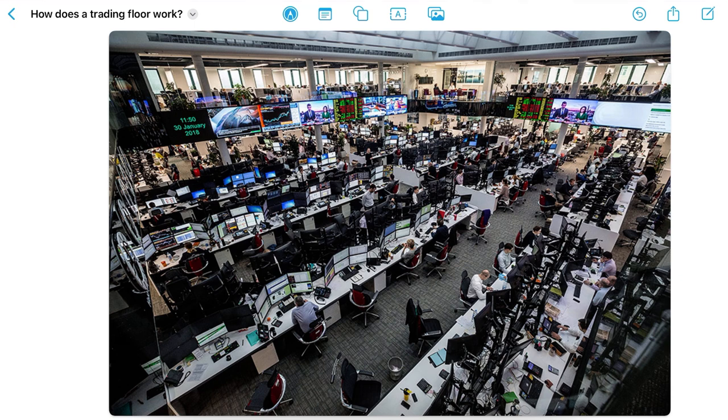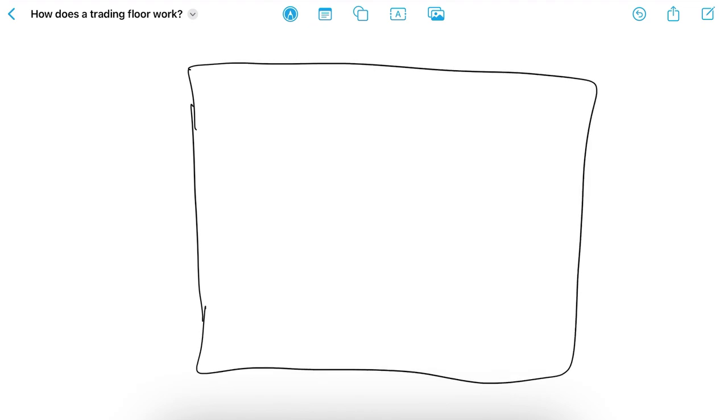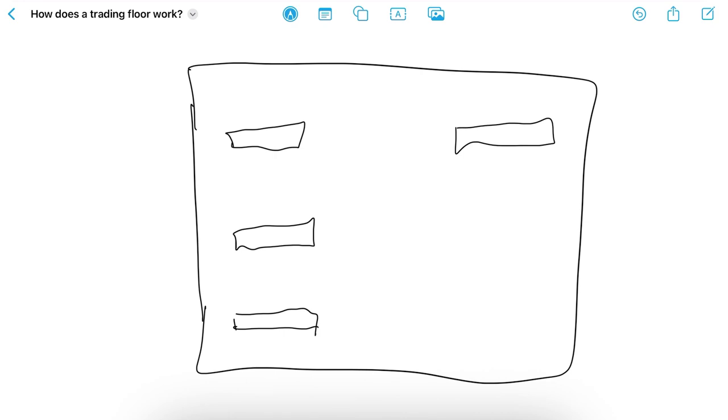So if you were to give a short diagram of what that looks like, if you look from above, basically you have a big room like that with different desks. So here's a desk. Here's another desk. Here's another one. Well, you get the idea. And then you have people that sit at those desks. Some more people here, and so on and so forth.